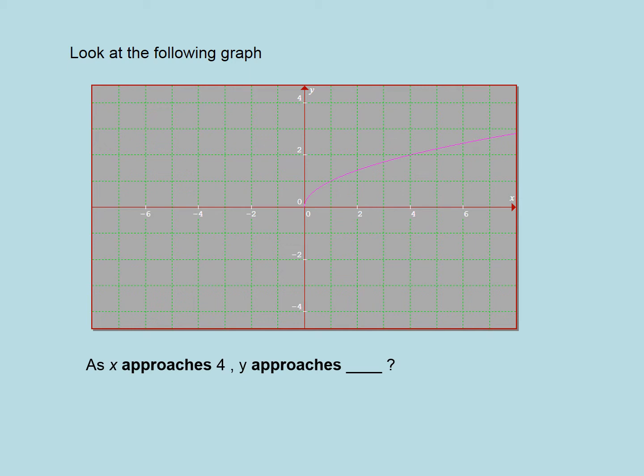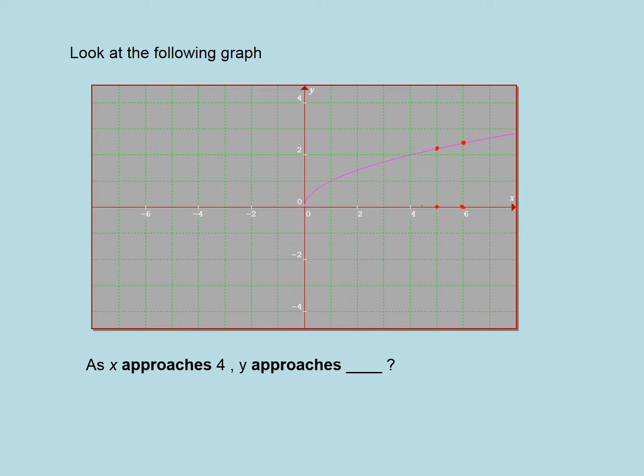If we're approaching 4 from the left, or let's take from the right side of 4 first. Let's take 6, for instance. Let's look at the corresponding y value. We'd have that as our corresponding y value. Let's move closer to 4. So let's let x equal 5. Well, the y value would be here.